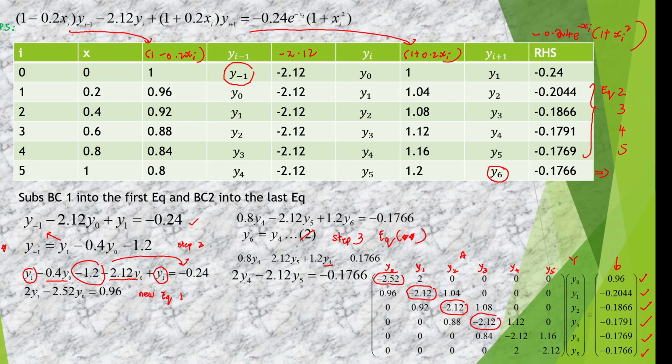For the fourth row, the magnitude 2.12 is still greater than the summation of 0.88 and 1.12, which is 2. So this one is also okay. The fifth row, negative 2.12, the magnitude is 2.12, still greater than the summation of 0.84 and 1.16, which is 2. So the condition is still satisfied. Then the last row, the magnitude 2.12 is greater than 2. Hence, this system is diagonally dominant. So you may use Gauss-Seidel, provided you have checked row by row that they are diagonally dominant.